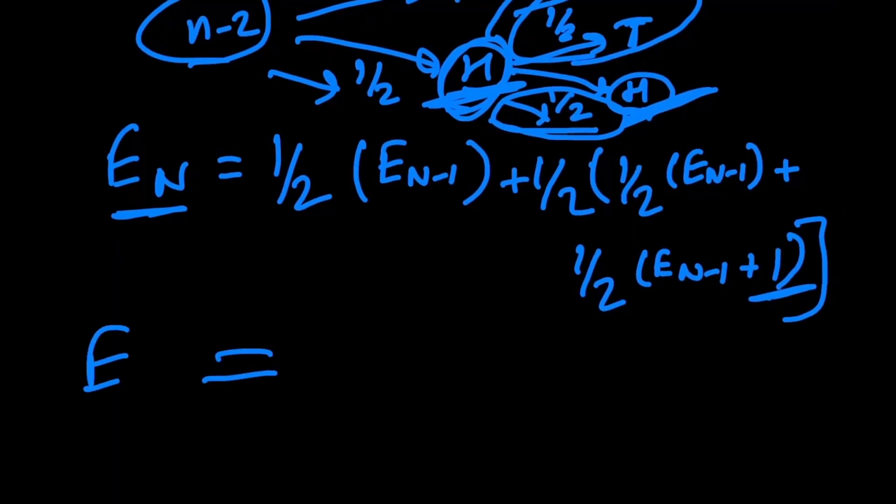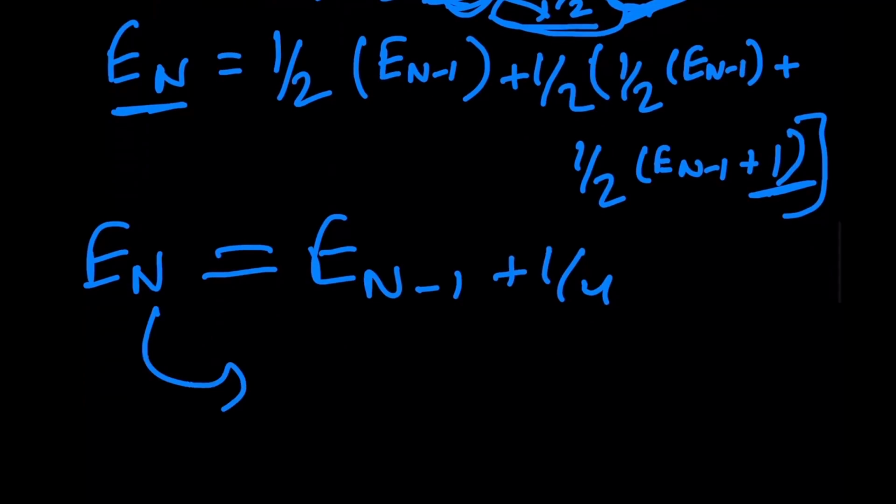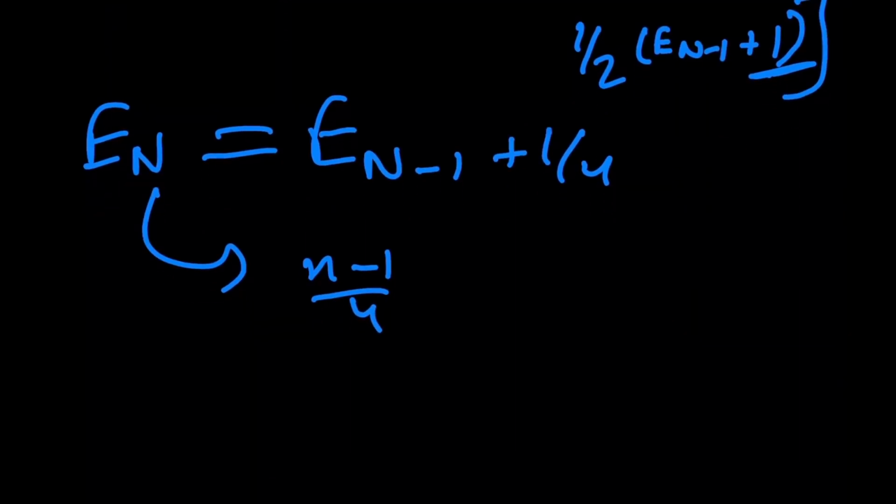Again, solving this, you get to the same situation of E of n minus 1 plus 1 by 4, which boils down to E of n being n minus 1 by 4. And to answer the original question, E of 10 would be equal to 2.25.